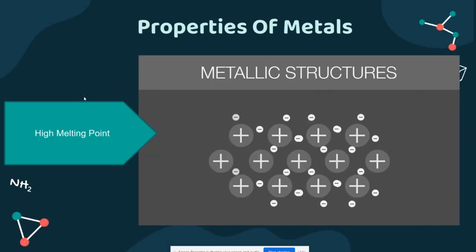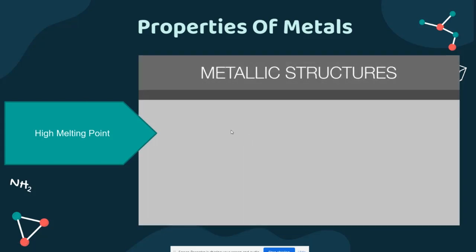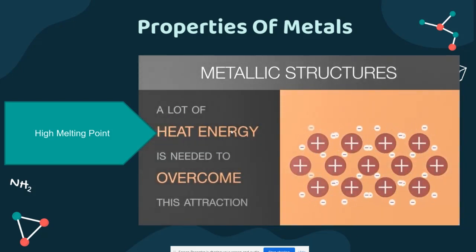Next, we will be discussing the properties of metals. First thing is high melting point. This attraction explains why metals have high melting and boiling points. A lot of heat energy is needed to overcome this attraction. So, if the question asks why metals have a high melting point, you could say that a lot of heat energy is needed to overcome this attraction, the strong electrostatic force between the cations and the sea of delocalized electrons.